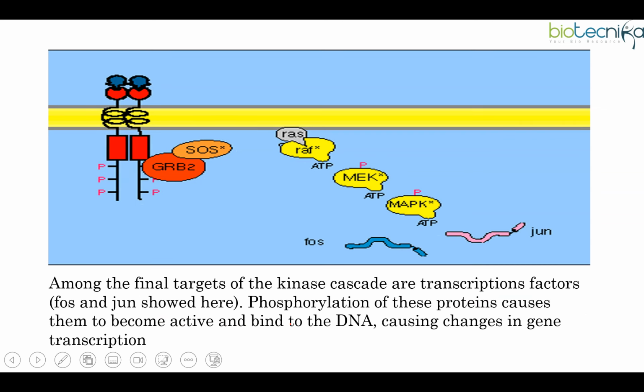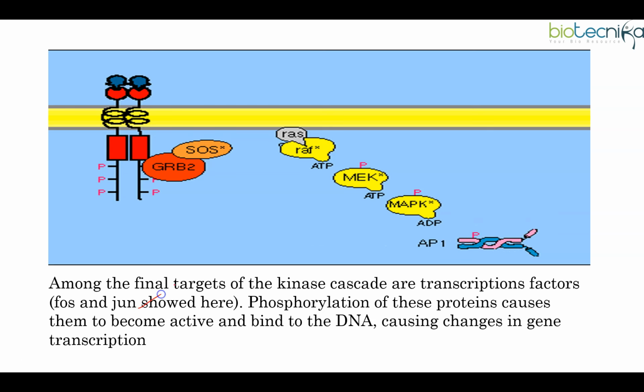Among the final targets of this kinase cascade are some transcription factors. For example, here they are shown as Jun and Fos. When these proteins undergo phosphorylation, they become active and are able to give the physiological response, in their case, binding to DNA.